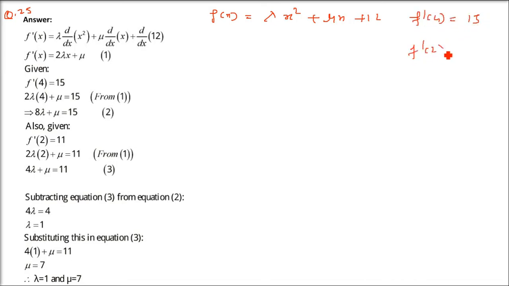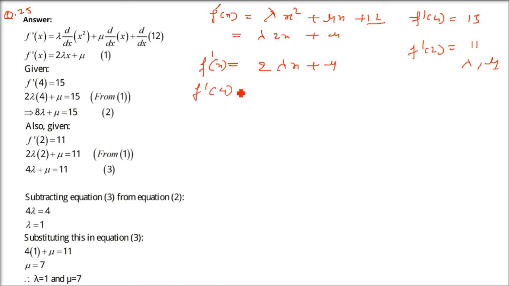That is, first you differentiate it, and whatever expression is remaining, put x as 4, you will get the result as 15. So λx² differentiation is 2λx, μx is only μ, and this is a constant, 0. So the derivative will be 2λx + μ. This is after differentiation of the expression which is given. f'(x) this is. So f'(4) is 15.